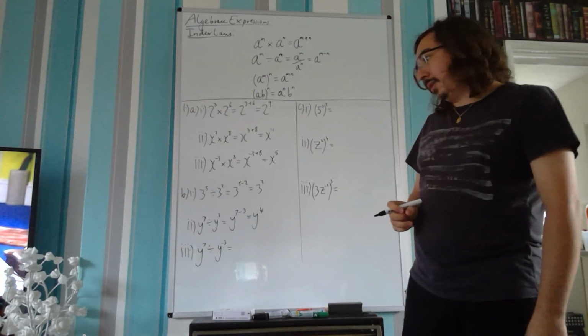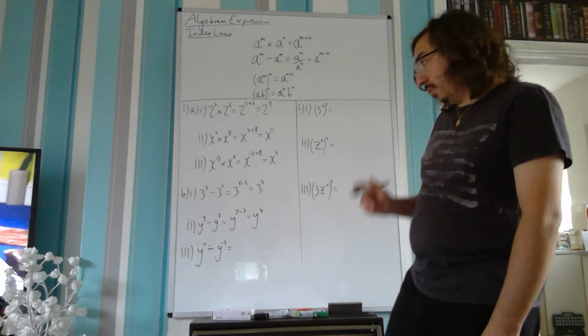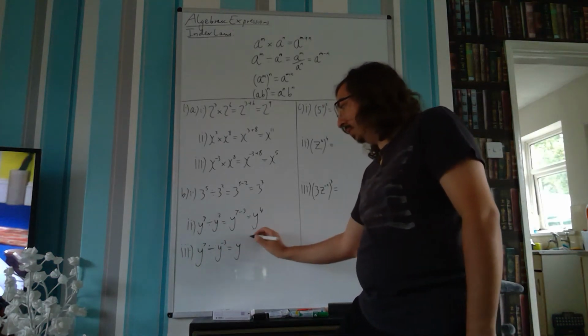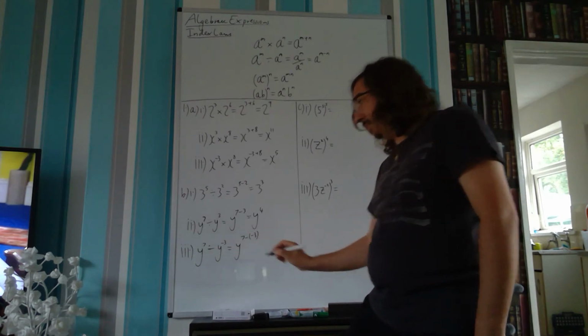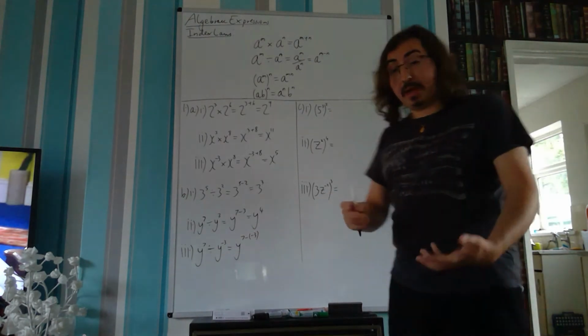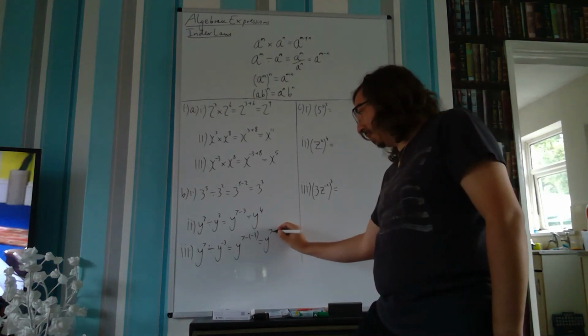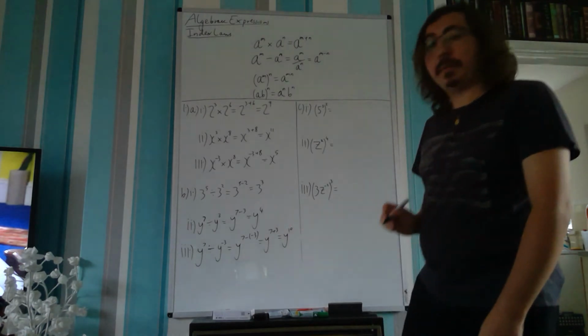For B iii, we've got y to the 7 divided by y to the minus 3. Well, we apply the same rule because it's division, so we have y to the 7 minus minus 3. Minus and minus become a plus, so we get really y to the 7 plus 3, which gets us y to the power of 10.